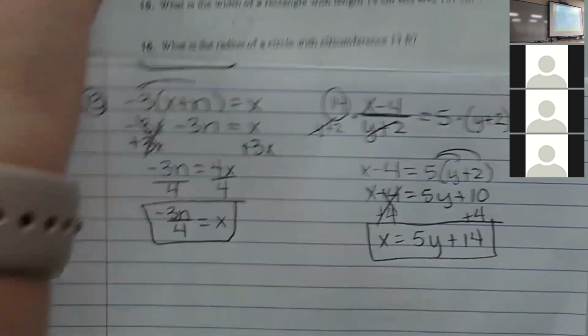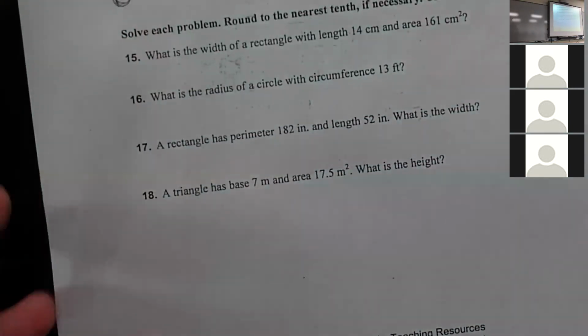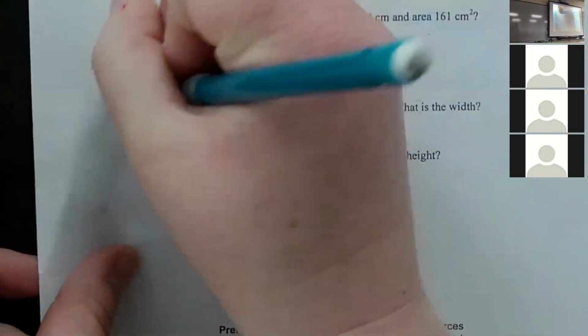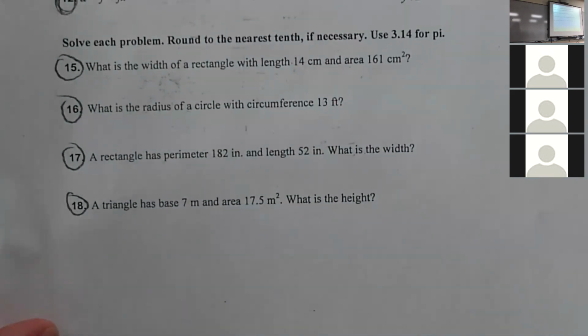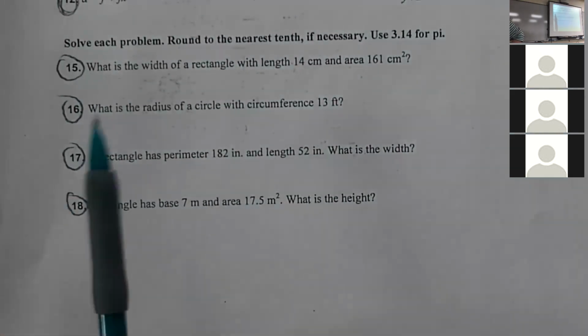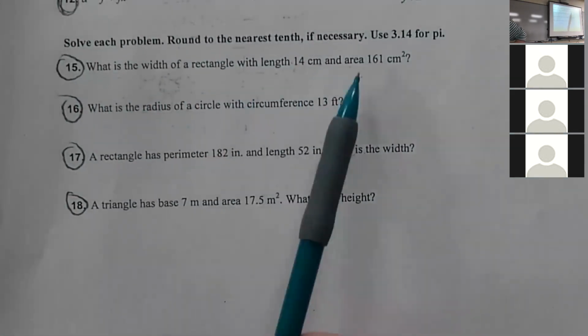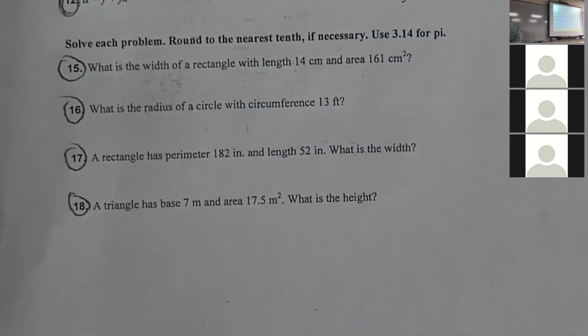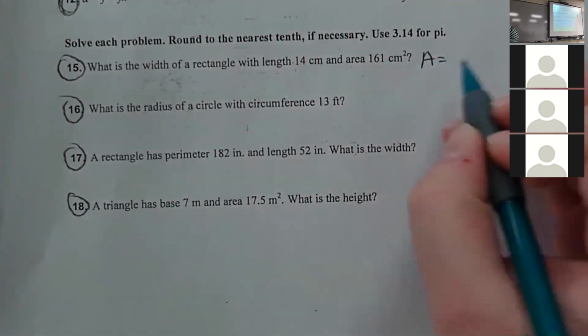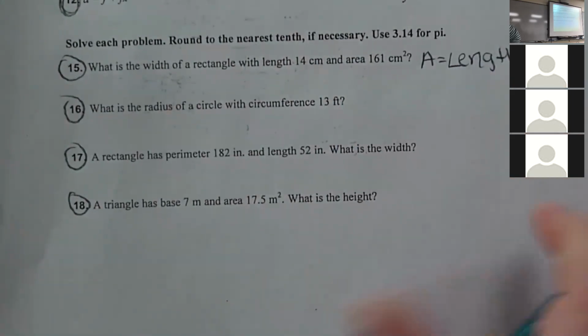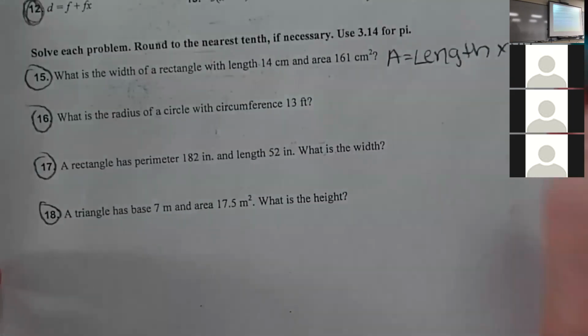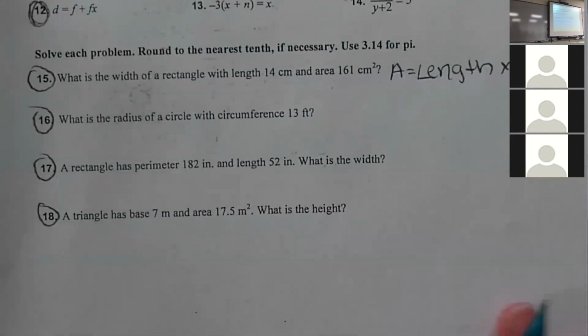Okay, the next ones. I am gonna have you do these 4 on your own, so circle these, but I need to give you some information so that you remember what you need for these ones. So 15 says, what's the width of a rectangle and the length is this and area is this. How do I find area of a rectangle? Length times width, yep. So length times width. You might wanna write little notes on the side so that way you remember. Area of a rectangle is length times width.